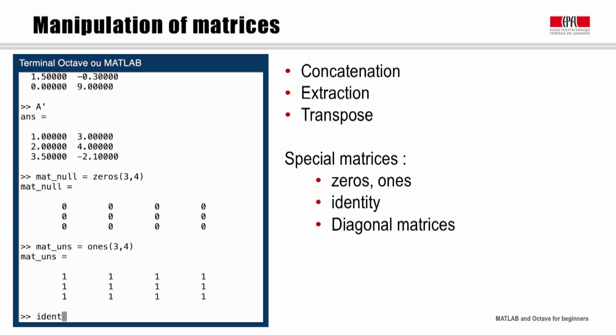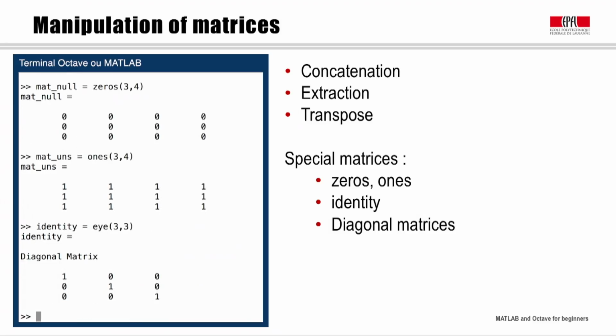I can also build the identity. The identity is a diagonal matrix with ones on the diagonal and 0 elsewhere. So here I write 3, 3 as the size, so it is the identity matrix 3 by 3. In reality, what this function does is to produce a vector of the size which is indicated in the arguments, and then fills with ones in the diagonal.